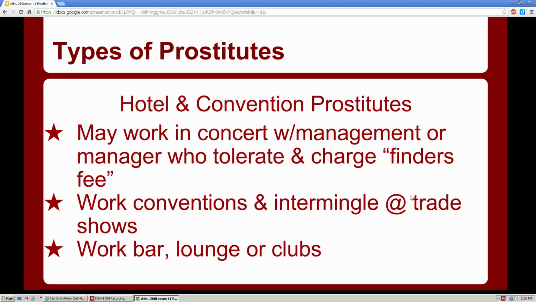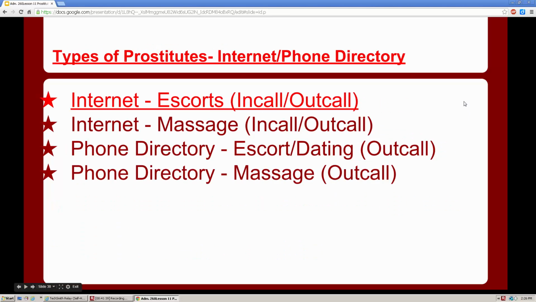You have hotel and convention prostitutes, and they can work in concert with management for the hotels or whoever is holding the convention. The managers could tolerate the action, or they'll charge a finder fee, where the person working it as a prostitute will have to pay a certain percentage to work it. They intermingle at the different trade shows with the business people. They'll work the bars, the lounges, or the clubs that are associated with the resort or the hotel.